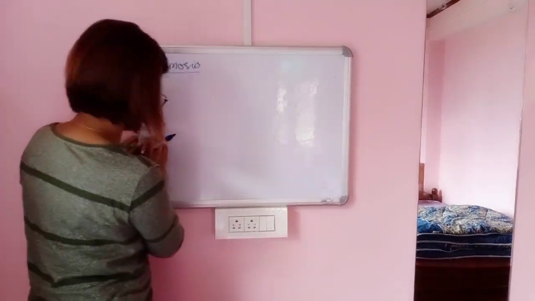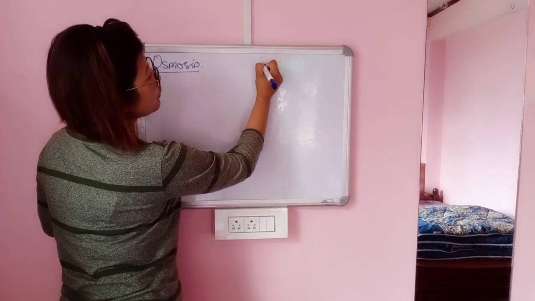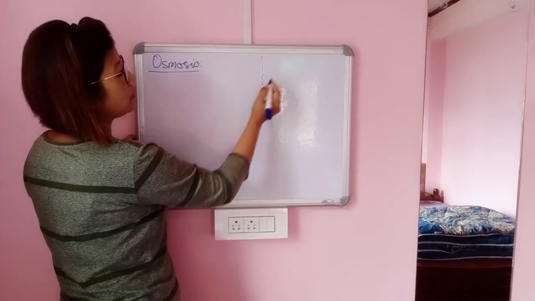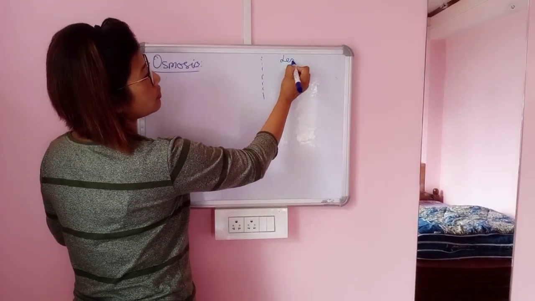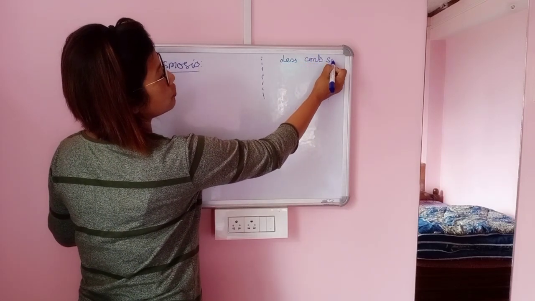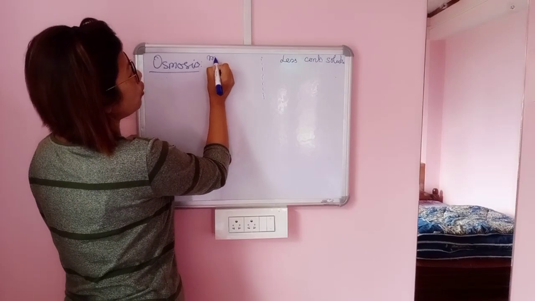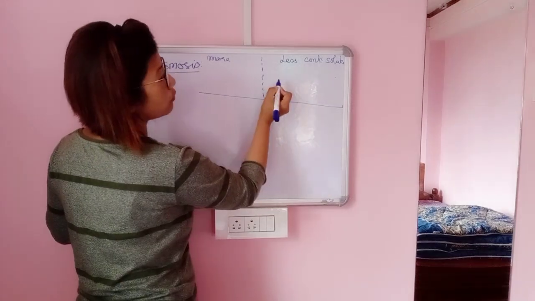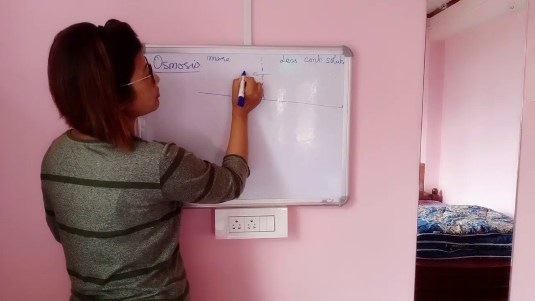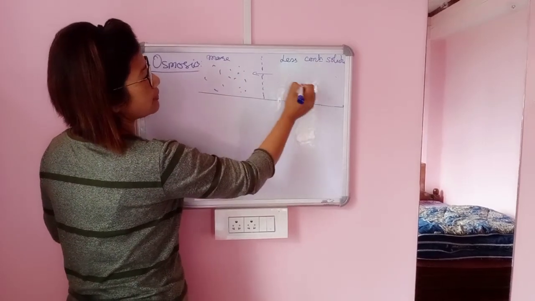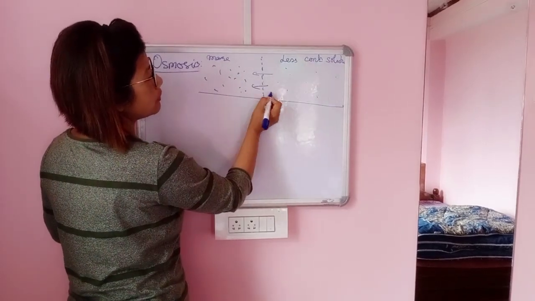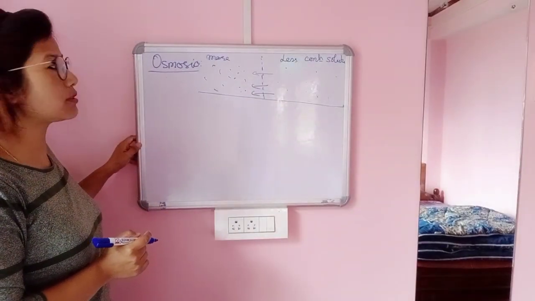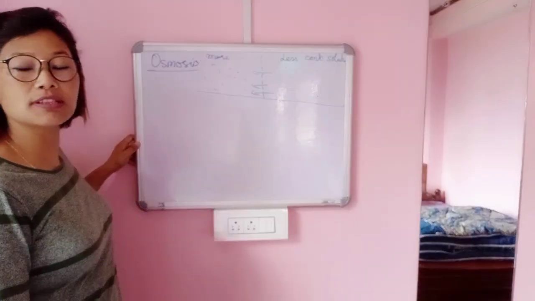So again, if you have a semi-permeable membrane here, and you take two solutions, say this is less concentrated solution and this is more concentrated solution. You keep it like this. What happens is water molecules move from the less concentrated solution to the high concentrated side until the concentration is the same. So this process is called osmosis.